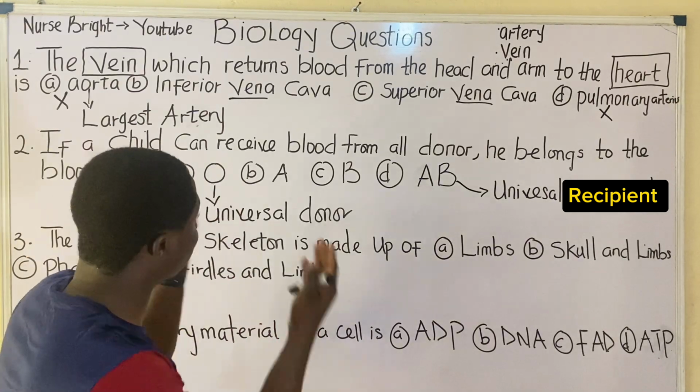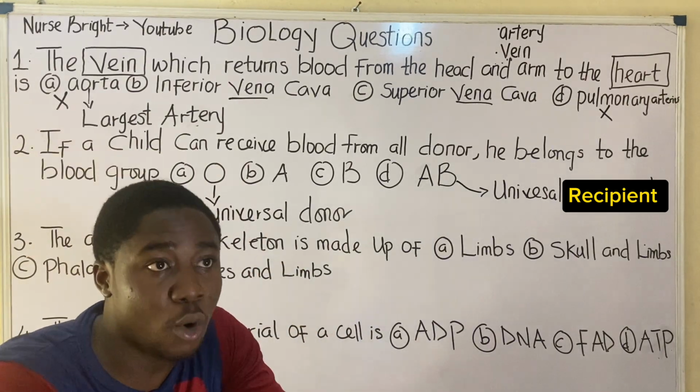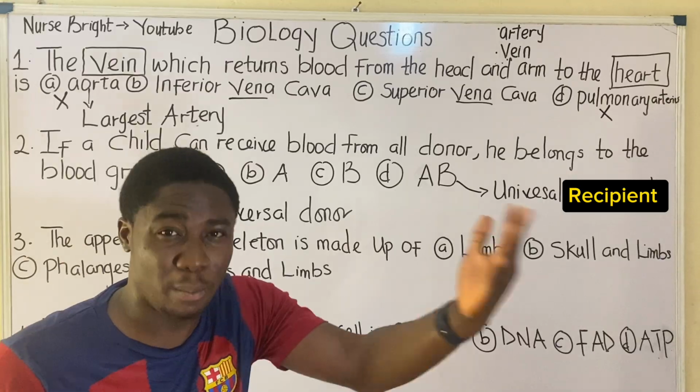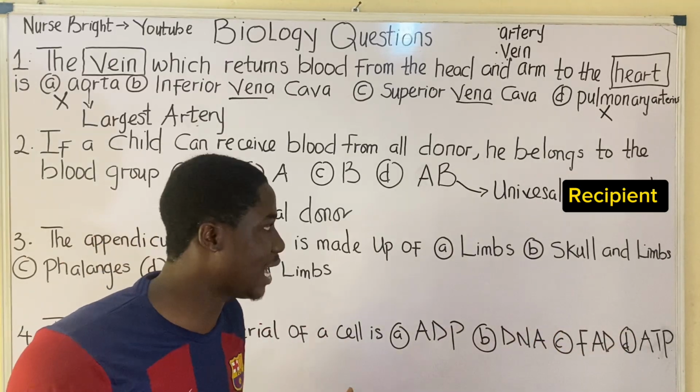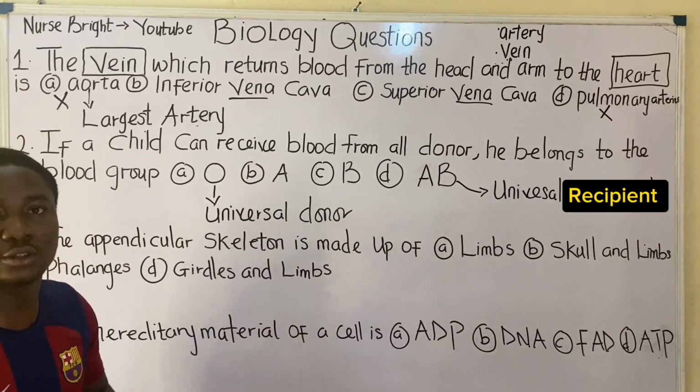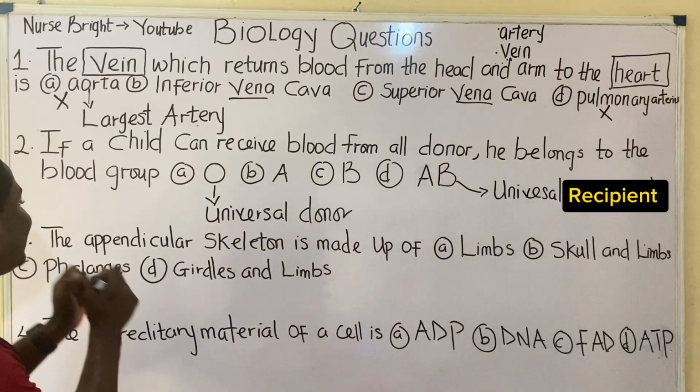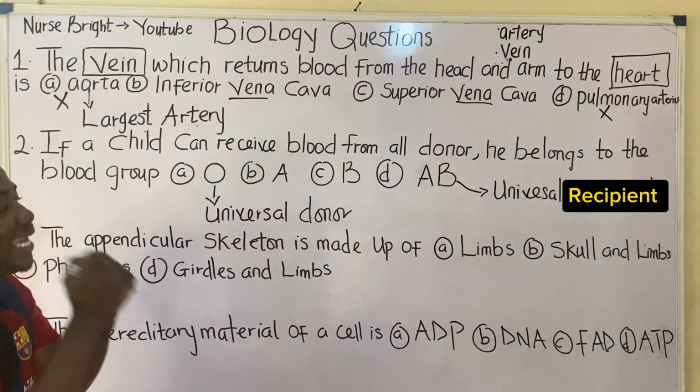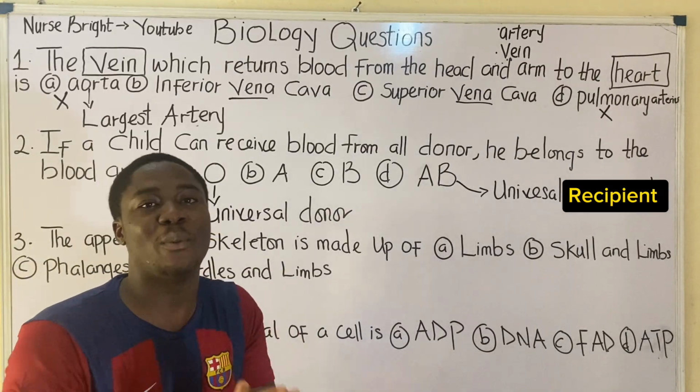I get it now, but it must be noted here that it is the blood group O that is regarded to be called the universal donor blood group. Are you following me? So it is actually very easy. So moving further to question number 3, which says the appendicular skeleton is made up of.